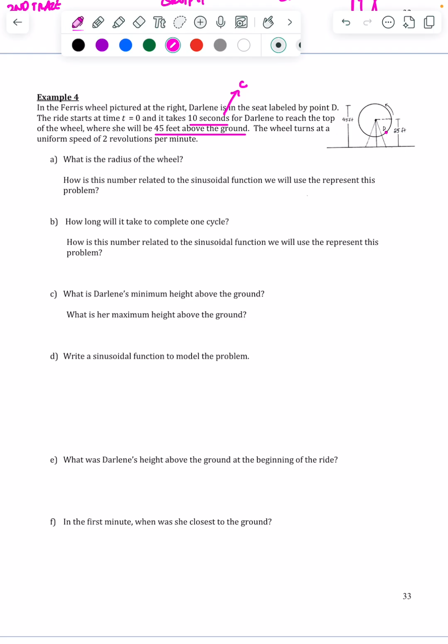above the ground. The wheel turns at a uniform speed of 2 revolutions per minute. That means this is 1 revolution per 30 seconds, right? And technically that is your period. That means every 30 seconds you do a full loop, which is the period. So what is the radius of the wheel?